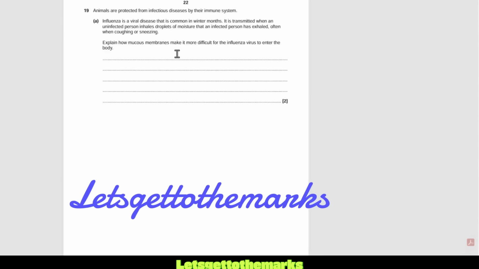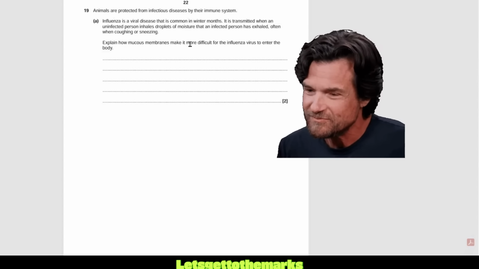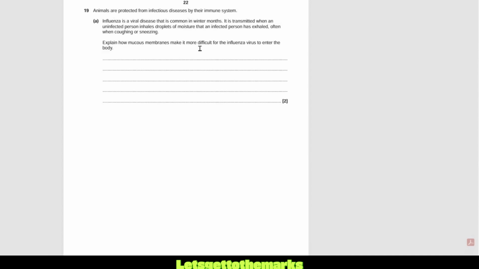Okay, welcome to Let's Get to the Marks. This is an A-level biology question on the immune system. So 19. Animals are protected from infectious diseases by their immune system. Influenza is a viral disease that is common in winter months. It is transmitted when an uninfected person inhales droplets of moisture that an infected person has exhaled, often when coughing or sneezing. Explain how mucous membranes make it more difficult for the influenza virus to enter the body.